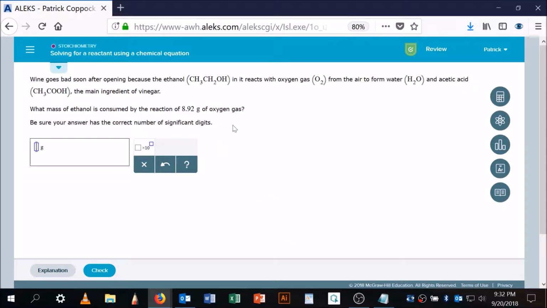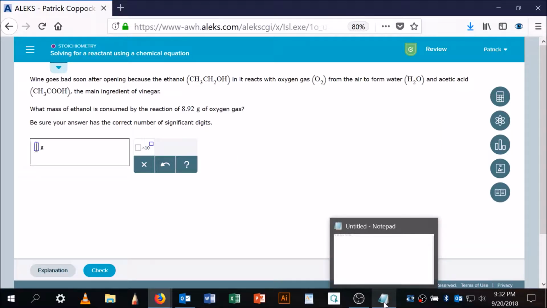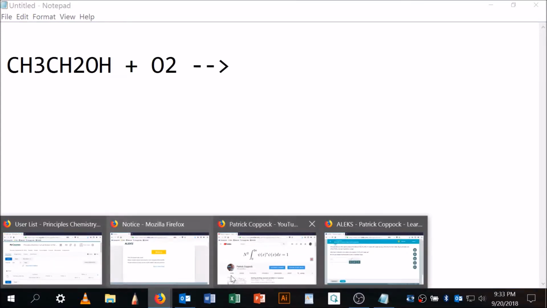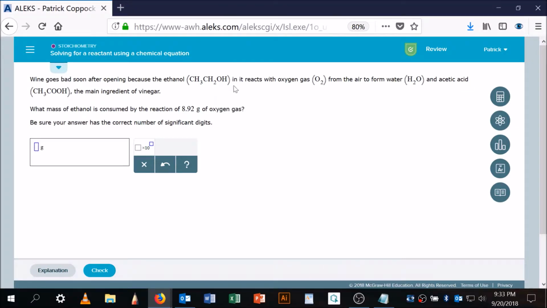All right, so first thing I'm going to do is go to my WordPad and pretend like I'm writing a chemical reaction, okay? So let's come down here and say CH3CH2OH plus oxygen produces, what did it say? Reacts with oxygen to form water and, oh, not carbon dioxide, acetic acid, of course.